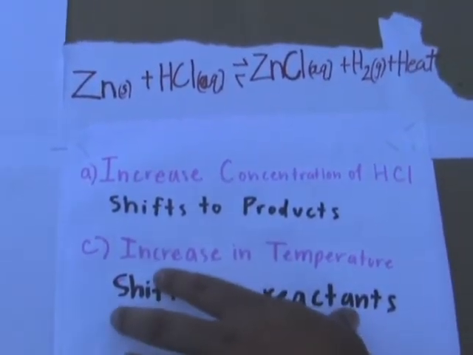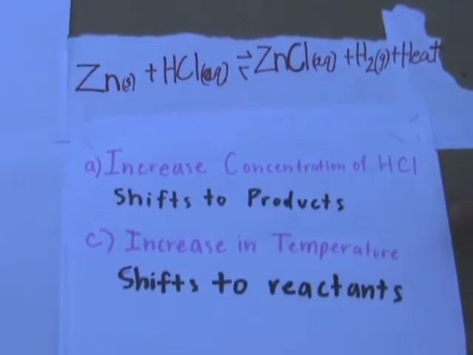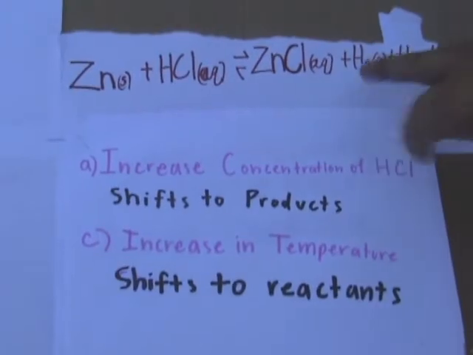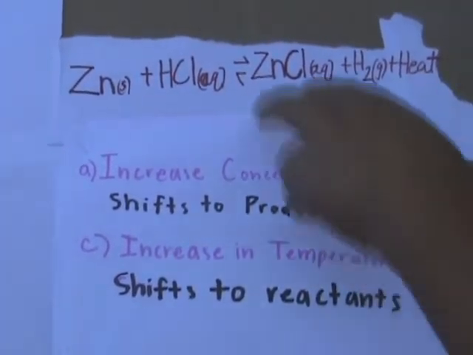What happens if we increase the temperature? If we increase the temperature, it'll shift to the reactants because there's heat on this side already to begin with, so it'll shift this way. That concludes today's lesson in Le Chatelier's principle.